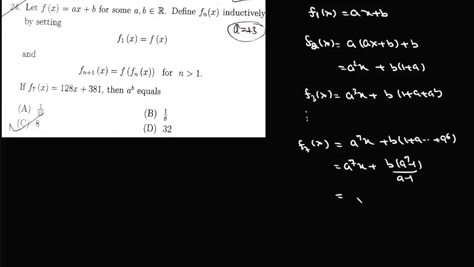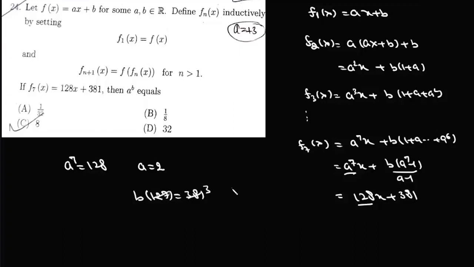Now we are given that it is equal to 128x plus 381. Now we compare a to the power 7 with 128, and we'll get the value of a as 2. If we put a as 2 here, we'll get b into 127, and this will be equal to 381. So the value of b will be 3. Now we need to find the value of a to the power b, which is 2 cube, and that will be simply 8, and that's your option C.